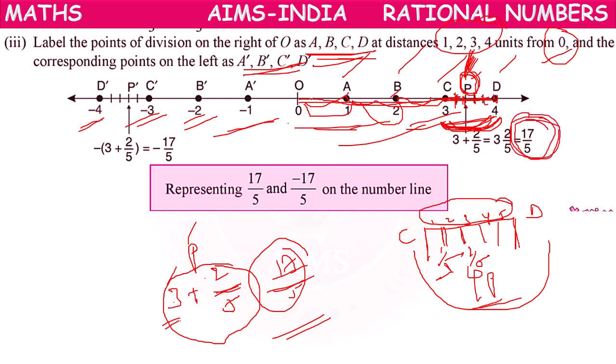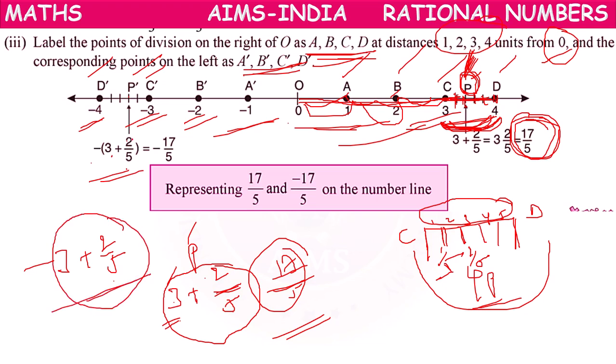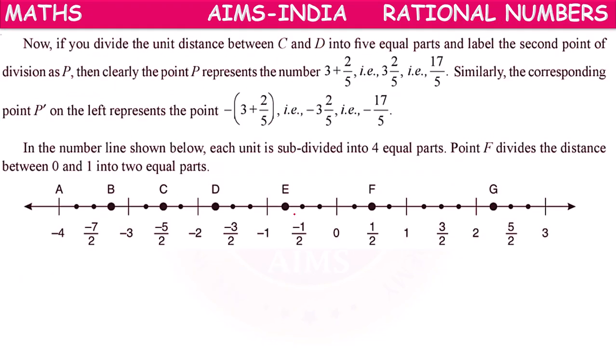In the same way, on the left hand side also, between C dash and D dash, we can represent P dash, which is equal to minus of 3 plus 2 by 5. We should not do it like this, minus 3 plus 2 by 5. First we have to add the value. Then, as it is located on the left hand side, we have to keep minus. So minus of 3 plus 2 by 5 is minus 17 by 5. Okay. 17 by 5, minus 17 by 5.